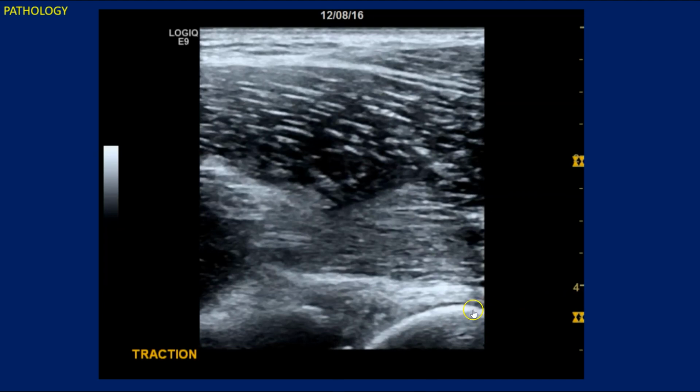Hip dynamics are being studied more, both under MR and ultrasound imaging, to evaluate the potential improved sensitivity of labral tear detection. Well, that's a brief overview of imaging of the hip labrum. I hope you found it valuable.